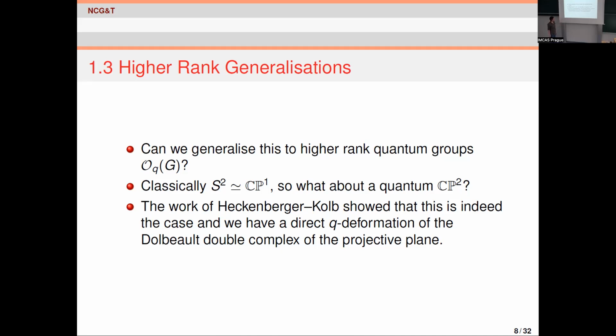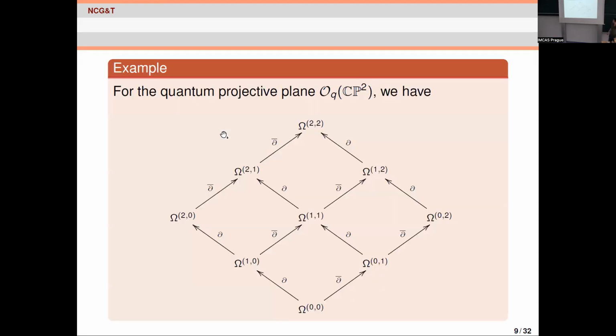And that's the work of Heckenberger-Kolb, who showed that this is indeed the case. And you have a direct q-deformation of the de Rham complex, this decomposition into a diamond, this Hodge diamond, that also carries over. We can express this in a very nice picture. So for CP2, we have this. You see that as the rank gets higher, your diamond goes like this. You can understand why it terminates, because this is an exterior algebra classically. In the quantum case, it's a q-exterior algebra. So eventually this will stop.